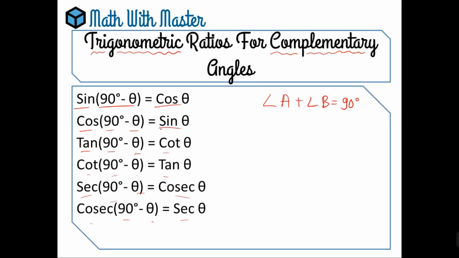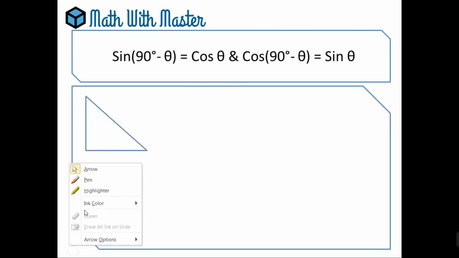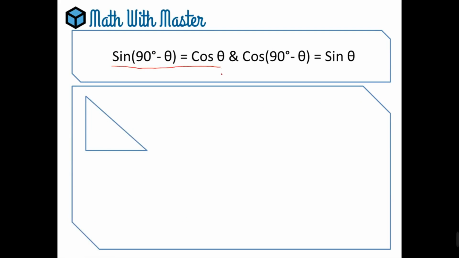Now you will not understand it here. I will explain it. First I will explain sin 90 degrees minus theta is equal to cos theta, and cos 90 degrees minus theta is equal to sin theta. So now we will take a triangle ABC with B 90 degrees, BC 4 centimeter, AB 3 centimeter and AC 5 centimeter.